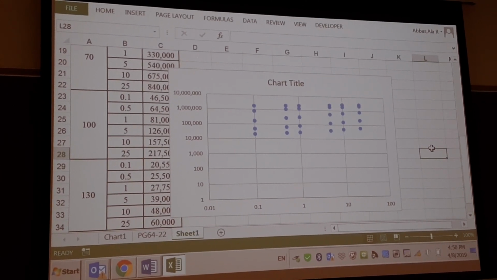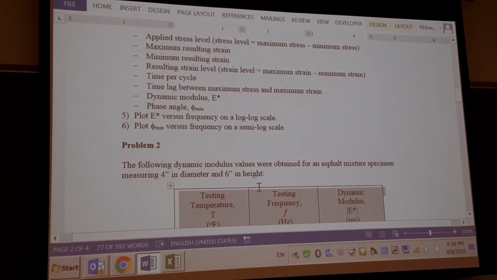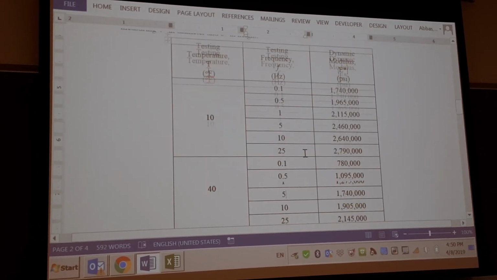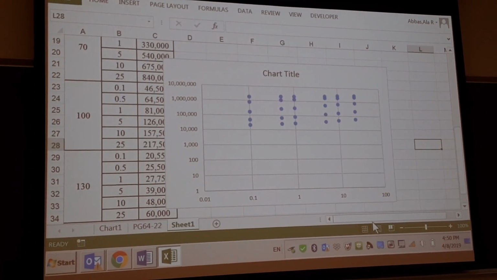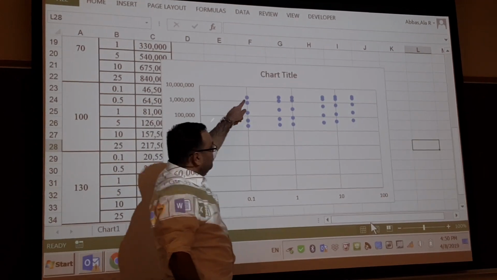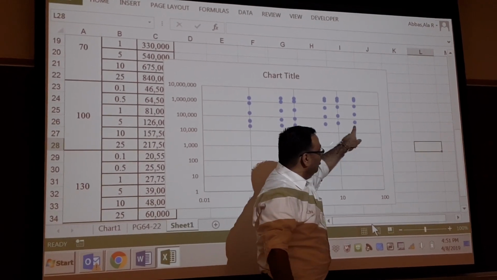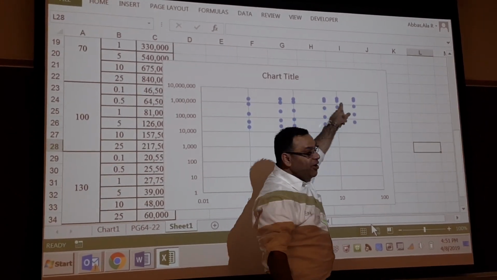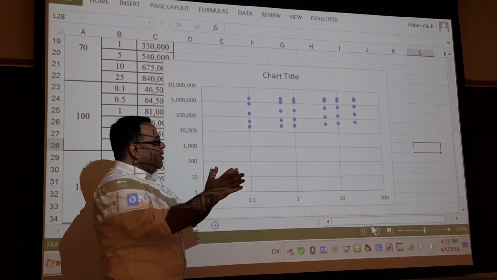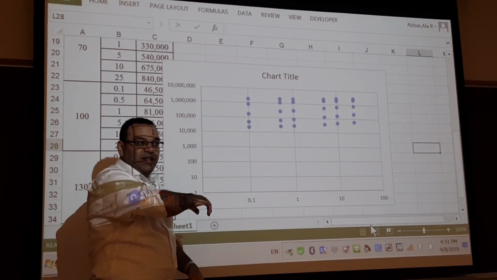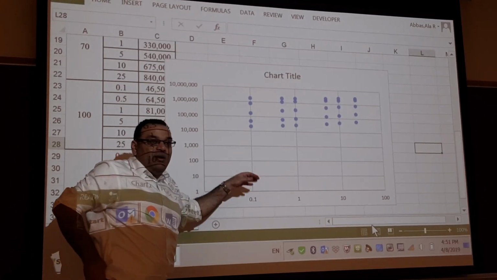Okay? So now in this problem, I'm asking you to do something a little bit different, which is to fit a model. Each set of data was obtained at a different temperature. So you can see at high temperature the stiffness will be low, at lower temperature the stiffness will be high. So what we're trying to do is to develop a model that will reference all moduli to the same temperature.